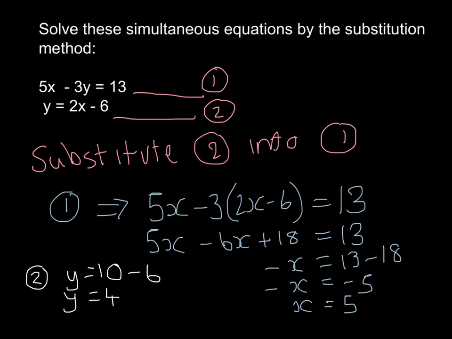So our final answer is that, run out of room, x equals 5, y equals 4, and curly bracket, and you can check that that works in both equations to make sure that you've done it right.